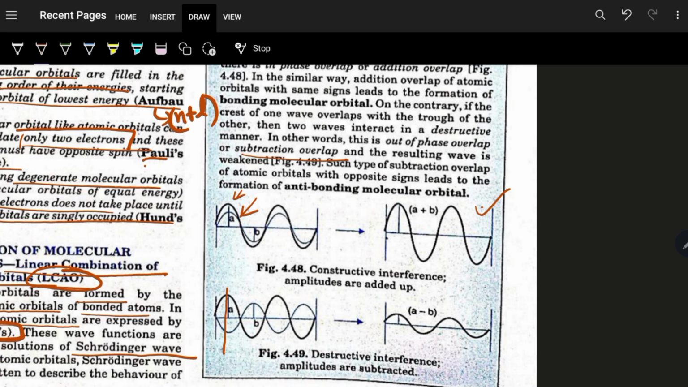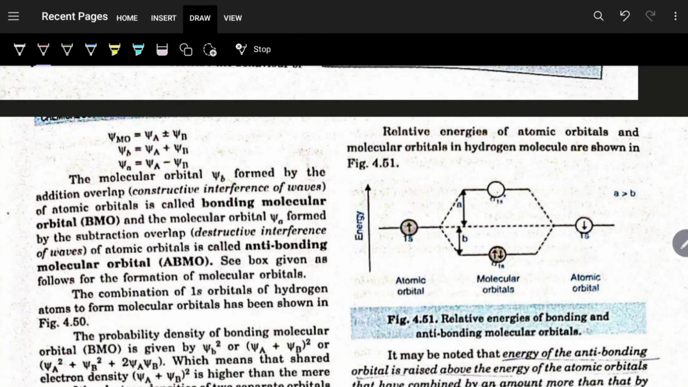This is the reinforced wave for bonding molecular orbital, and this is a destructive interaction where the amplitude has got reduced on account of anti-bonding molecular interaction. So this is the representation for molecular orbital bonding and antibonding.